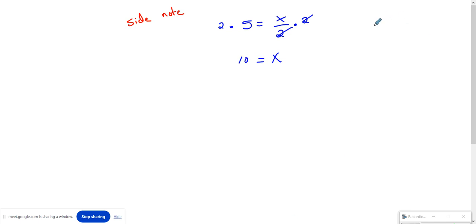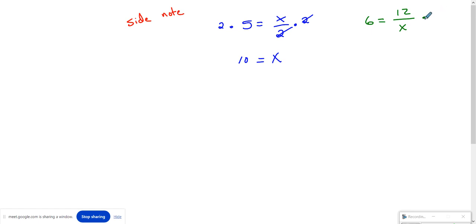Now, what if instead of the x being in the numerator, let's say the x was in the denominator. I'm going to pick some different numbers. 6 equals, let's say we're going to go with 12 over x. Okay, now let's talk about how to solve one when the x is in the denominator.